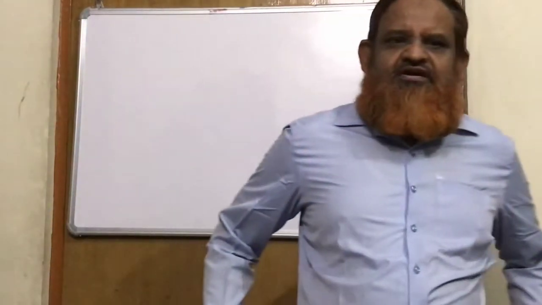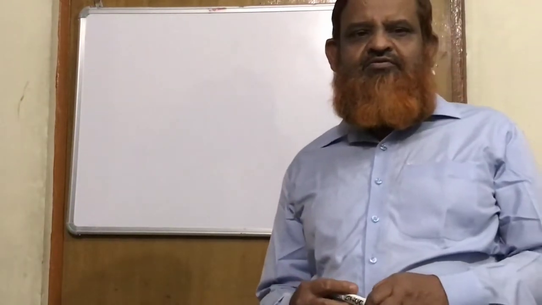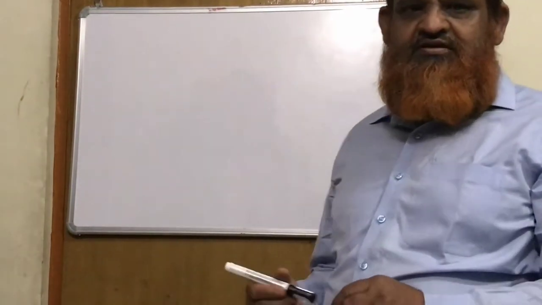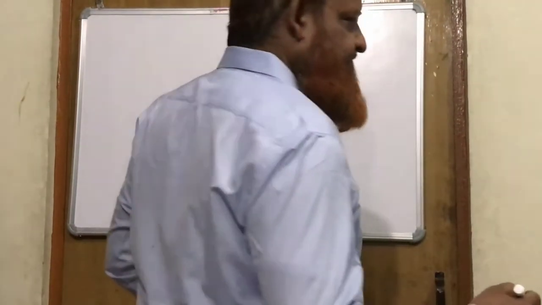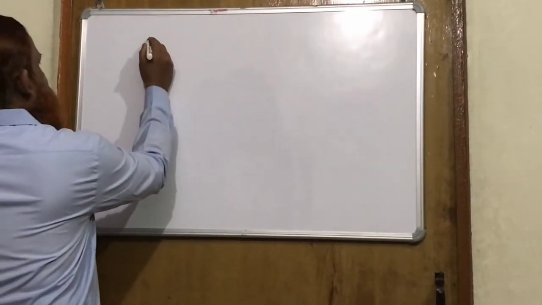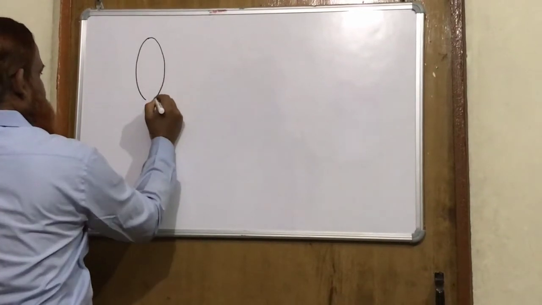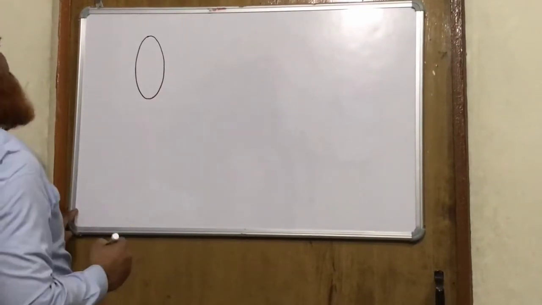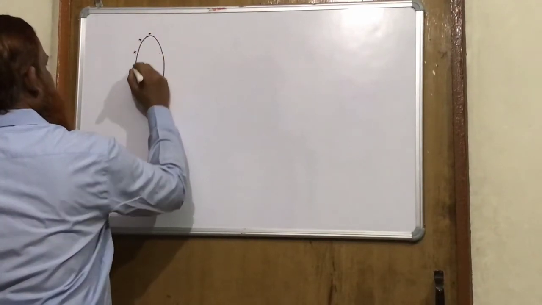Good morning. In the previous class, we learned about the electric field due to a group of charges. In this class, I will take a problem: electric field due to a charged ring. Let there be a charged ring. The charge is distributed uniformly. It will be considered as a line charge.